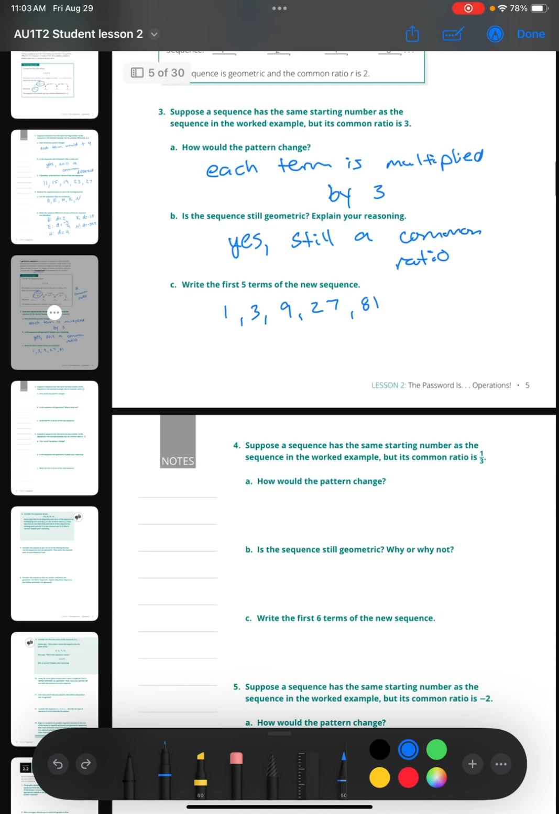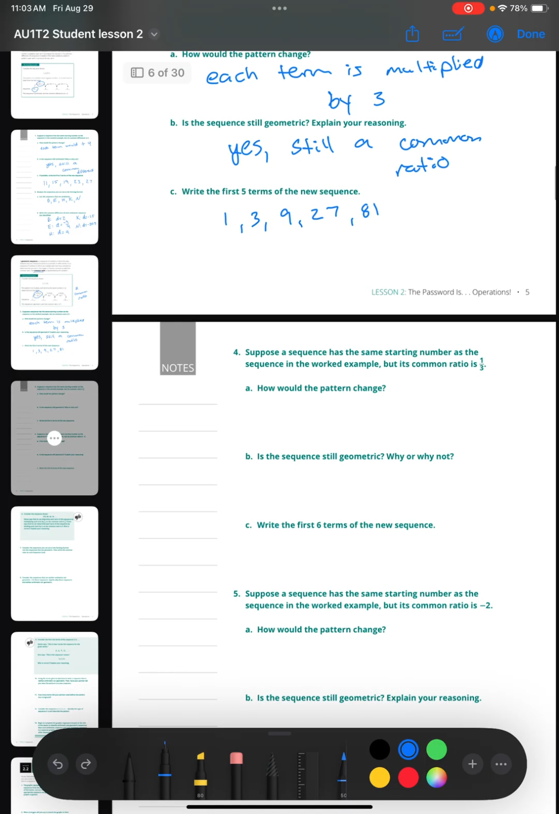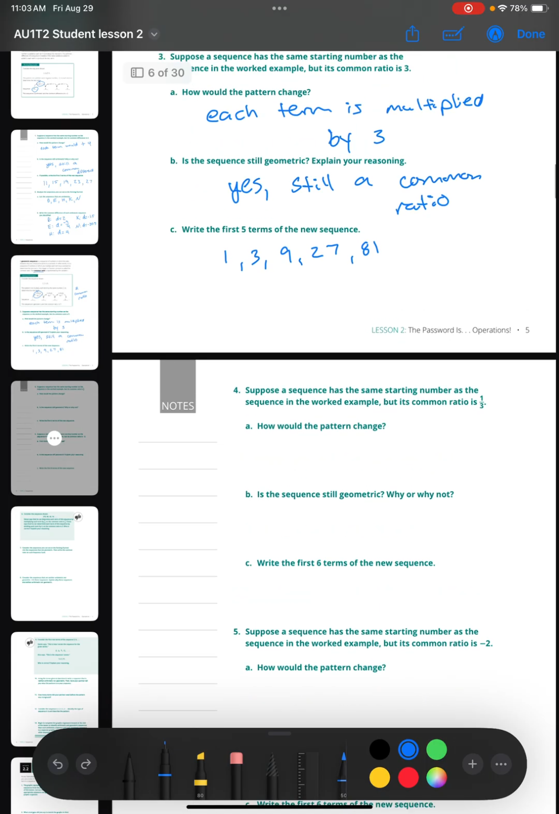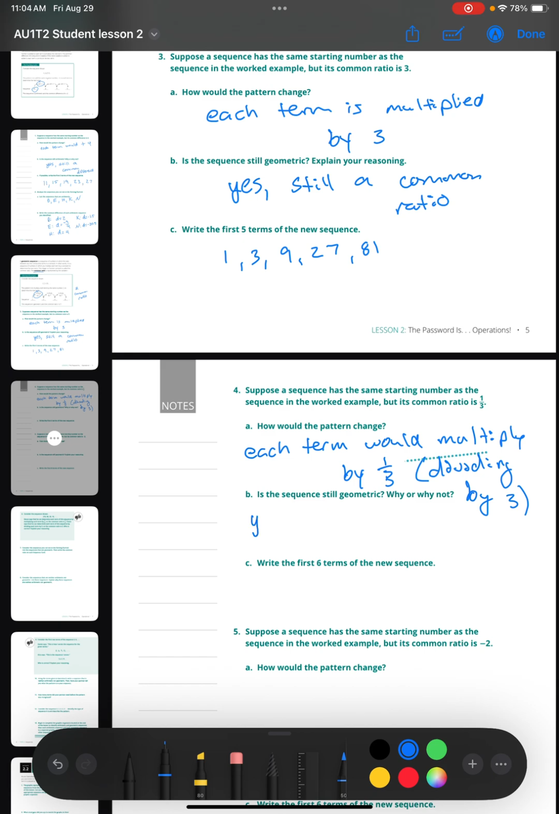Okay, moving on to the next page. Suppose a sequence has the same starting number as the sequence in the worked example, but the common ratio is 1/3. Each term would multiply by 1/3. Another way you could think of that is dividing by 3 is what's happening. Okay, so is the sequence still geometric? Yes, it's still a common ratio.